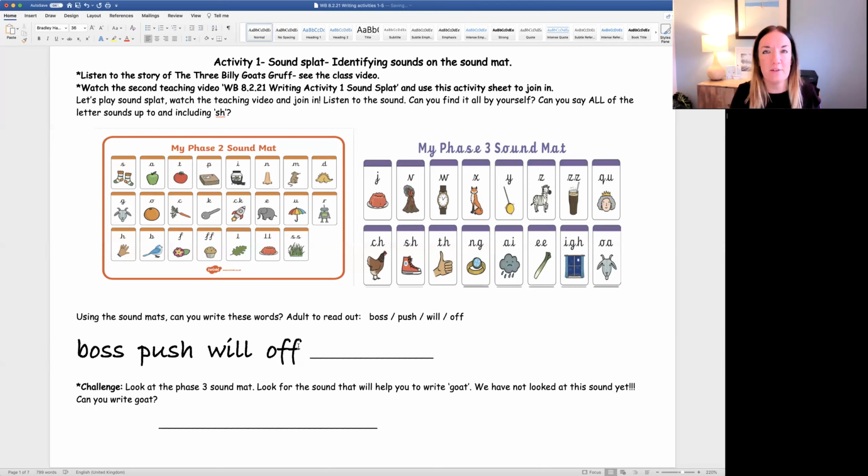I have one more final challenge for you girls and boys. If you have a look down at the bottom, it asks you to look at your phase three sound mat and look for the word that will help you to write goat. So I know I can say the word goat and I can sound it out, g-o-t. But what is making the O sound in goat? There's a big clue on this sound mat because there is actually a picture of a goat and that will help you to spell the word goat. See if you can have a go at that on this line underneath. Have a lovely time doing activity one. Well done.